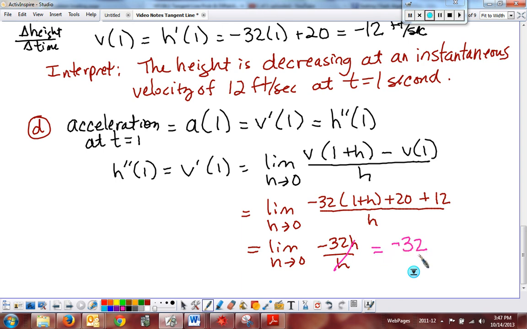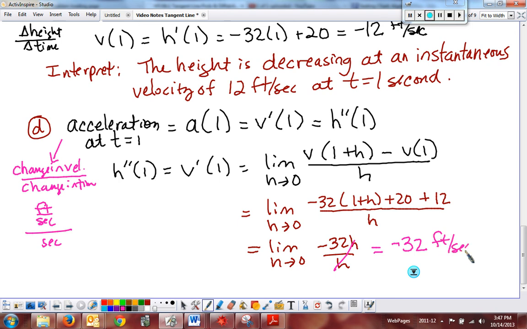All right, let's talk about units. This is the change in velocity over change in time. So the units of velocity were feet per second. My change in time is going to be in seconds. So I have feet per second per second, which is really nothing more than feet per second squared. So that gives me my units.